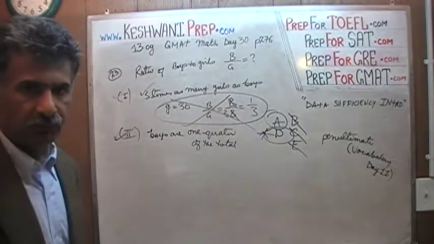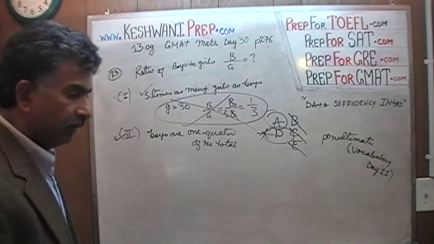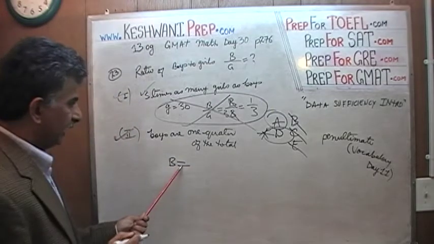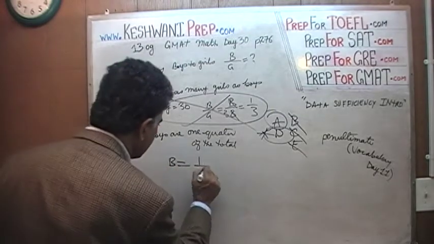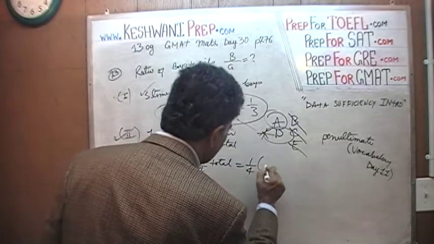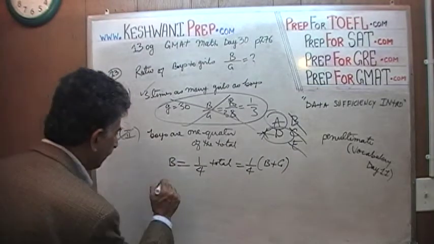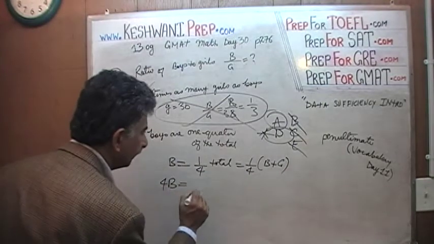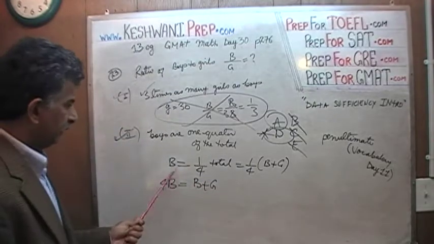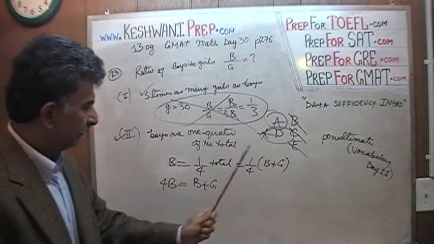Now just to satisfy your curiosity as to how we go about it, just for learning purposes, we're going to actually do it out. So here it says boys are equal to 1/4 of the total, which is the same as 1/4 of boys plus girls. Now if you multiply both sides of the equation by 4, we end up with 4b equals b plus g.